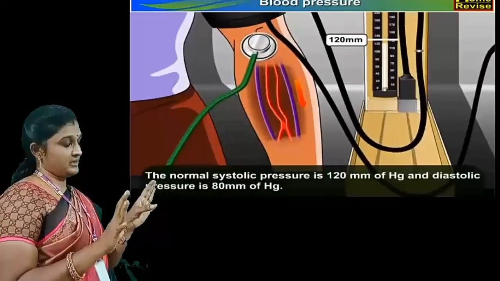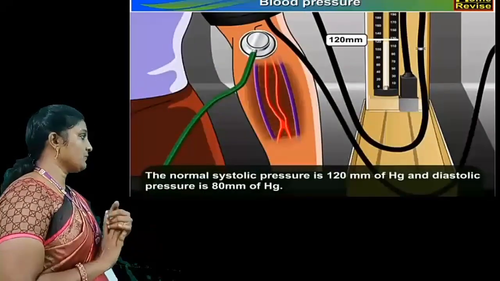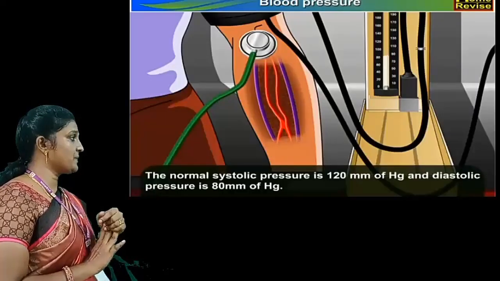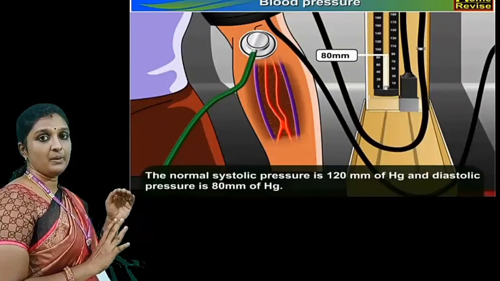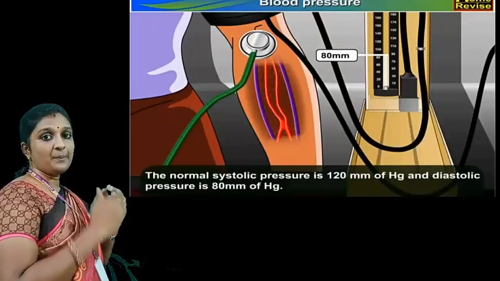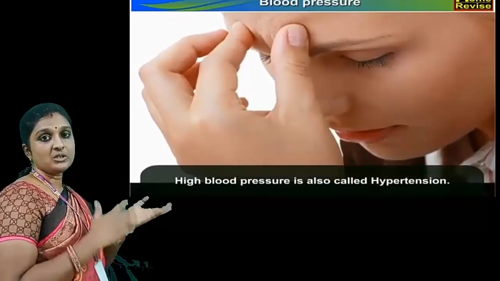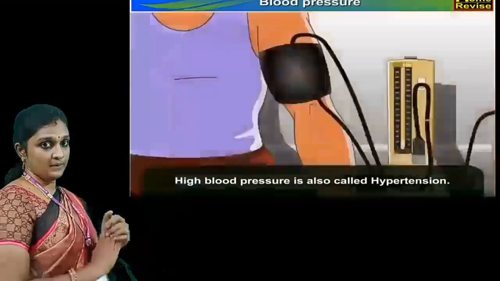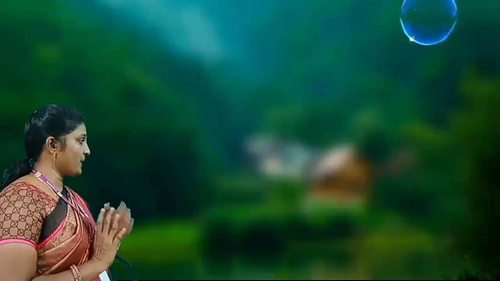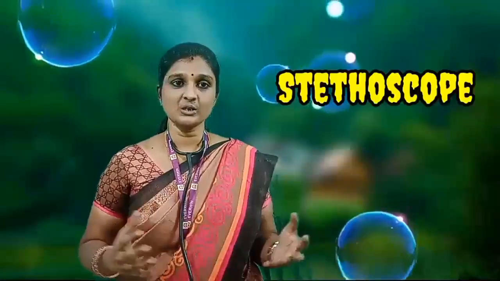It's very important. Okay. So in the measurement of blood pressure, what is the average blood pressure value? 120 by 80 mm of Hg. Any up and down in this leads to hypertension or hypotension in our body. So this is about the sphygmomanometer. Next we are going to see another important instrument, which is the stethoscope.